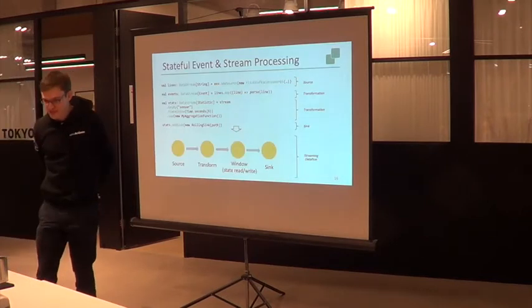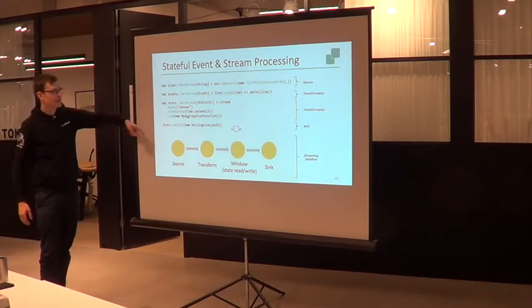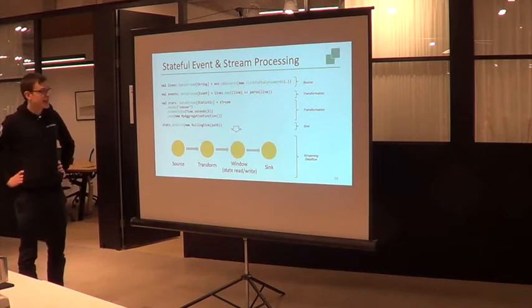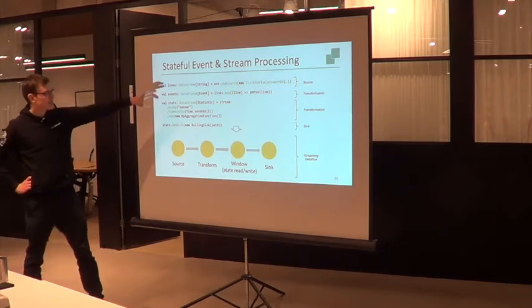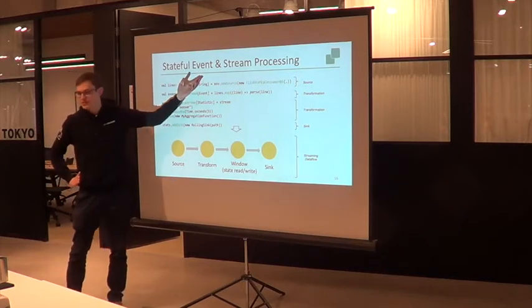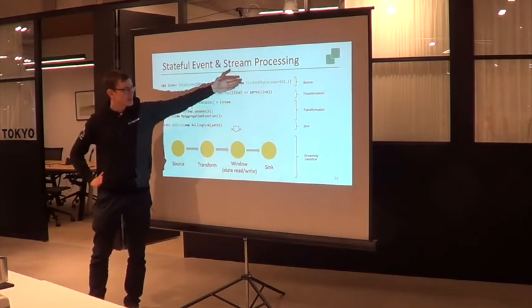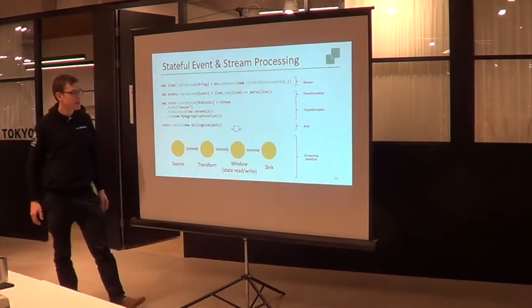So event streams are basically defined using Flink's APIs. This is an example of Flink's Scala API. You see that we have this data stream abstraction. We have generics where you put the type of the events. From the environment, you define a source. In this case, we have a Kafka source.